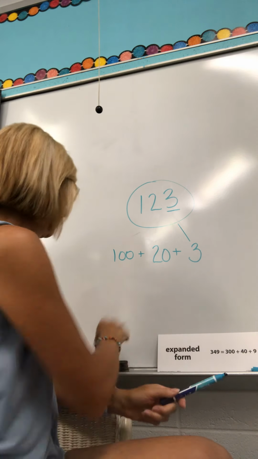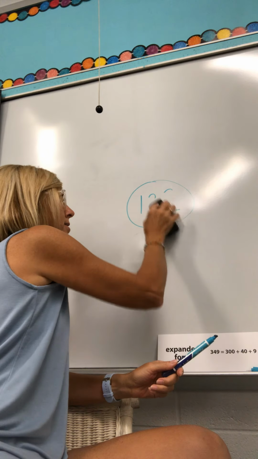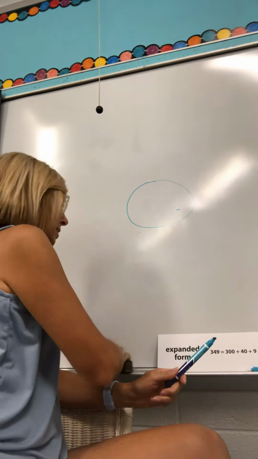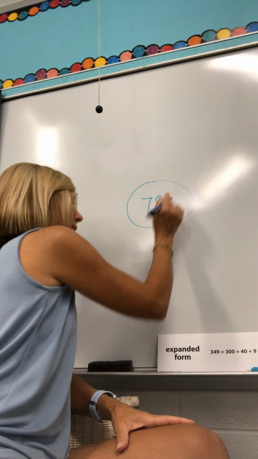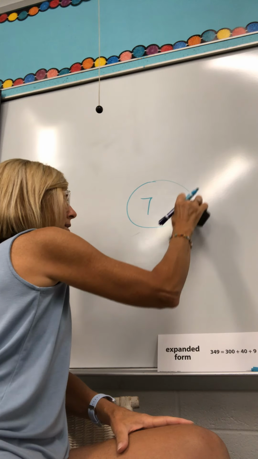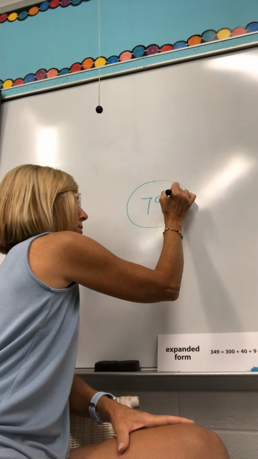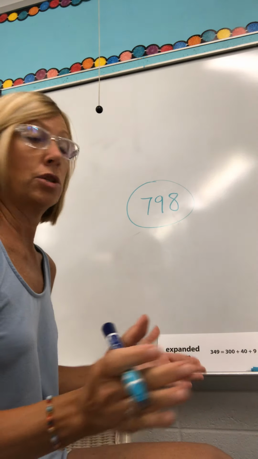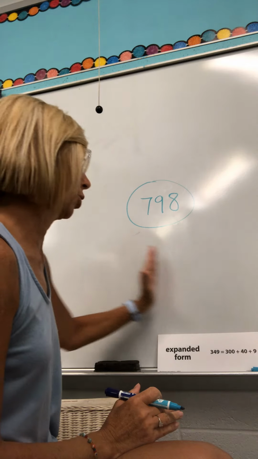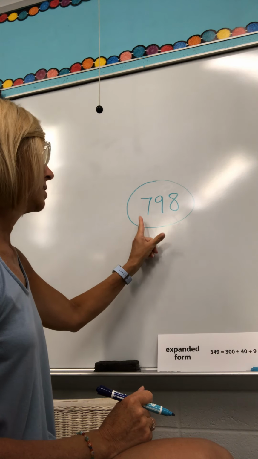Let's do one more. We're getting so good at it. And the more you practice, the easier it gets. Let's do a bigger number. Let's do the number 798. Okay. You could do it the other way too. If you want to start with your hundreds and work your way down to the ones, that works too. Let's try it that way.